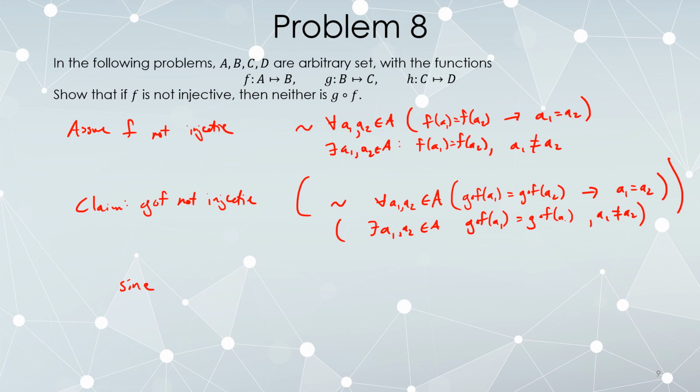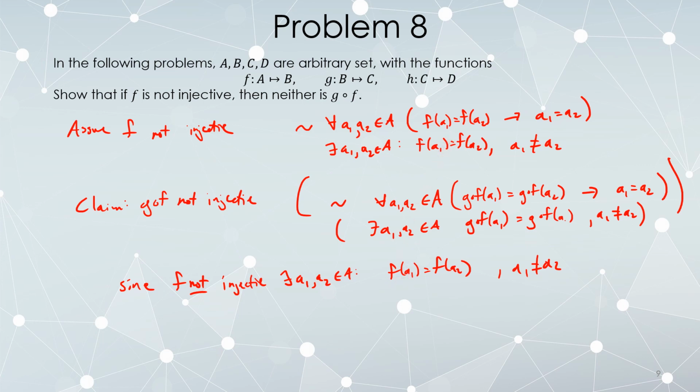Since f is not injective, there exists an A1 and an A2 in A, so that a couple of things happen. F of A1 is equal to f of A2. A1 is not equal to A2. We've now made our choice of what these two things should be. Now we have to show g of f of A1 equals g of f of A2, and A1 isn't equal to A2. Well, we've already got A1 isn't equal to A2. It came right out of our assumption. The other thing that came out was that f of A1 equals f of A2.